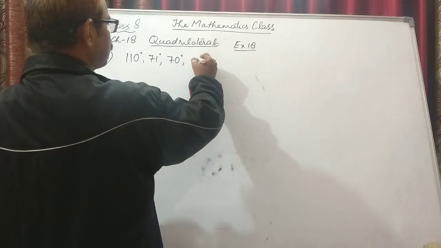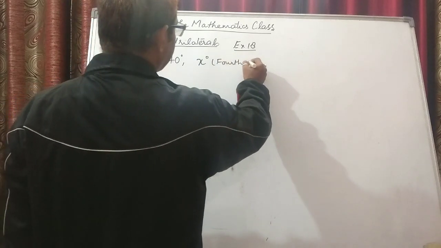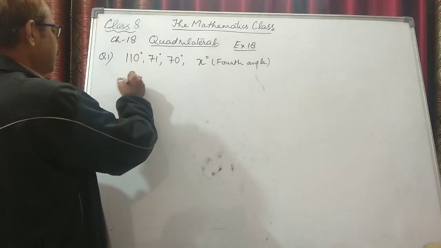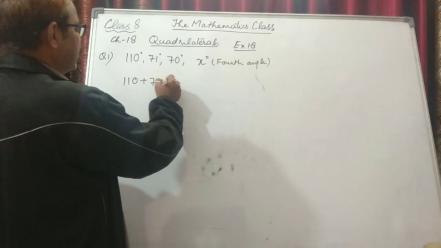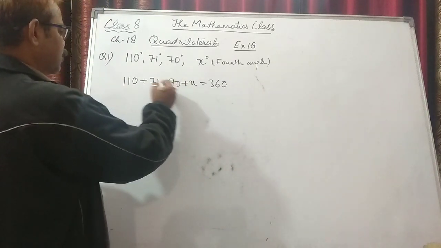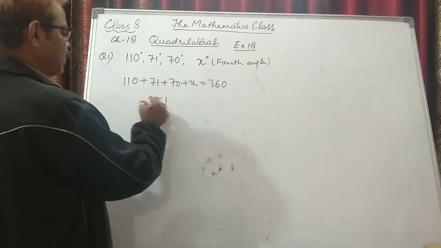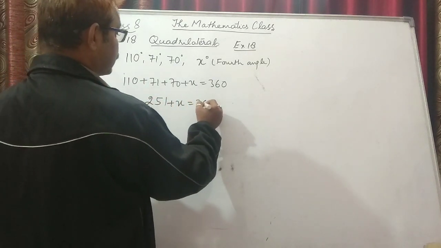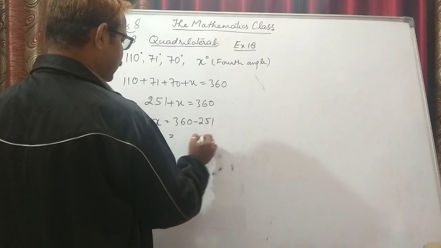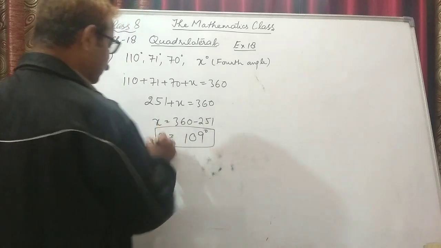Very simple, we will assume the fourth angle to be x degrees. We know that the sum of all the angles of a quadrilateral is 360. So 110 plus 71 plus 70 plus x is equal to 360. That is 251 plus x is equal to 360, which implies x is equal to 360 minus 251, which is 109 degrees. So 109 degrees is the fourth angle.